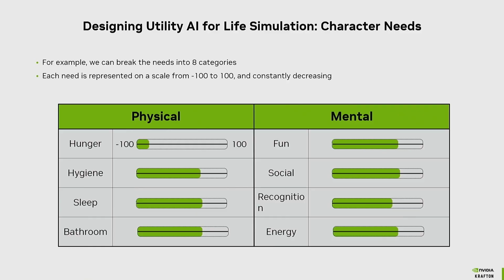To build a utility AI system, we first need to define and model the game state. And one common approach in a life simulation game is need-based modeling. For example, we can define 8 types of needs, such as hunger, hygiene, sleep, bathroom, and more. And each need is represented on a number scaled from negative 100 to 100, for example, where a higher value means the need is well satisfied, and a lower value means urgency. And the value decreases over time at different rates, depending on various factors. For instance, if a character drinks water, then the bathroom value will decrease fast.